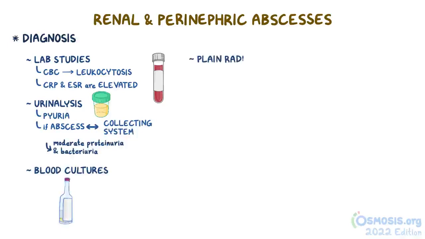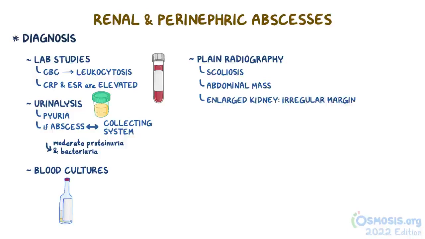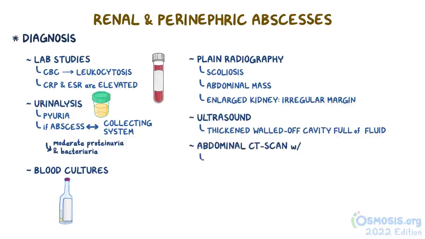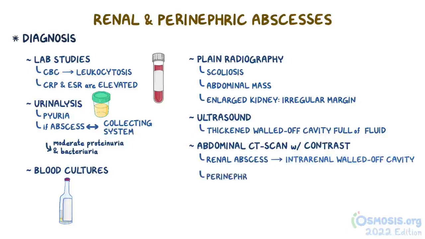Imaging includes plain radiography, which might show scoliosis with the concavity toward the abscess. And that's because the psoas muscle on the affected side gets irritated and pushes the spine away. Additionally, an abdominal mass or an enlarged kidney that has an irregular margin can be seen. On the ultrasound, there's a thickened, walled-off cavity that's full of fluid. On an abdominal CT scan, a renal abscess is seen as an intrarenal walled-off cavity, and a paranephric abscess is a collection in the paranephric space.